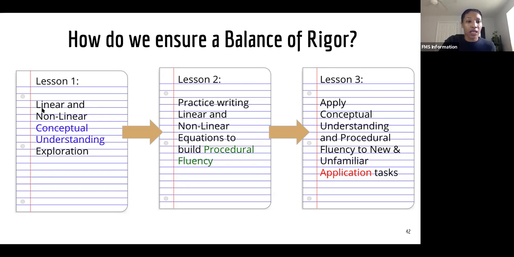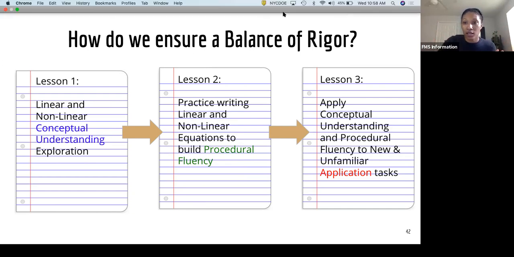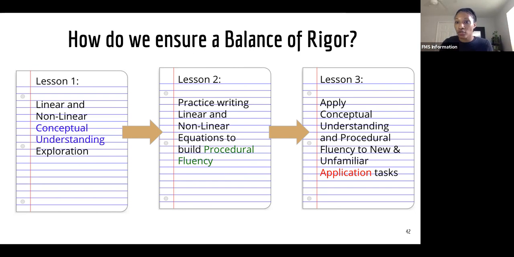And I know that it says lesson 1, lesson 2, lesson 3. A conceptual understanding exploration might happen over 3 lessons. And you might build procedural fluency over 2 or 3 lessons, et cetera, for the application. It doesn't have to just be one lesson, but this would be another way that your teachers can ensure that they're pursuing those 3 aspects with equal intensity.